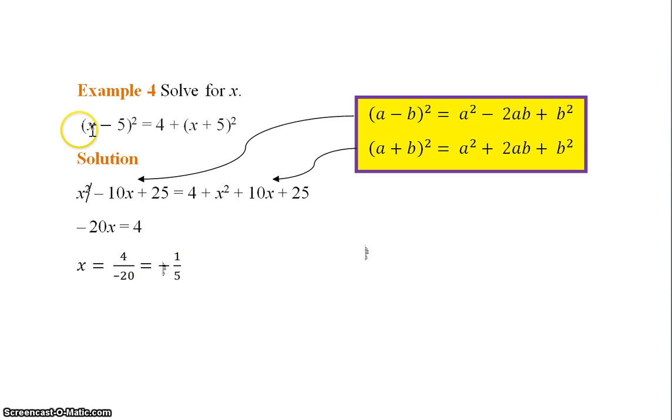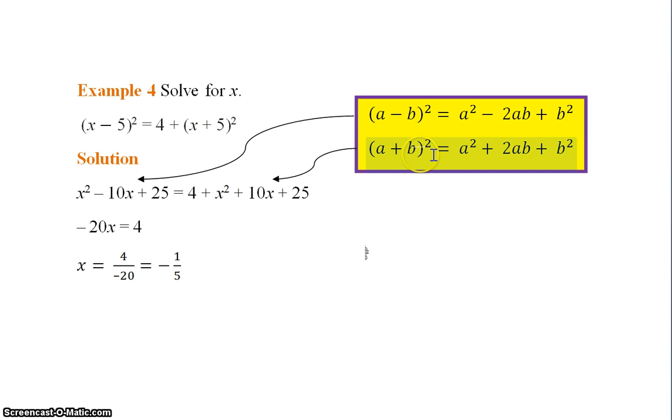On the left side of the equation we have a square of a difference. We apply the first formula. The square of the first term, x squared, minus twice the product of the terms. The terms are x and 5, their product is 5x, and twice the product is 10x. So we have minus 10x, plus the square of the second term, 5 squared, which is 25. On the right side we copy 4 and we square x plus 5.